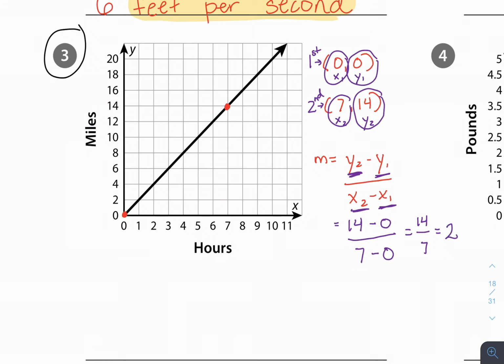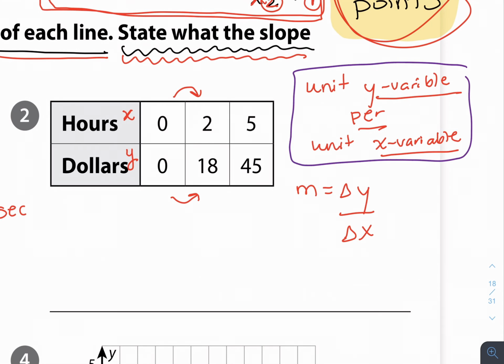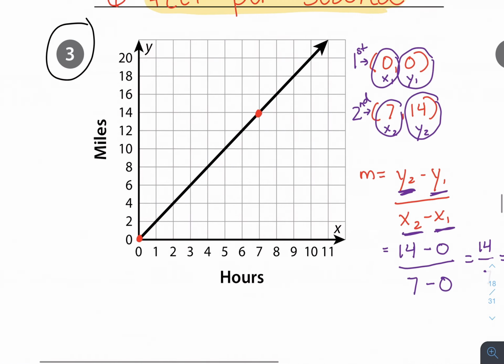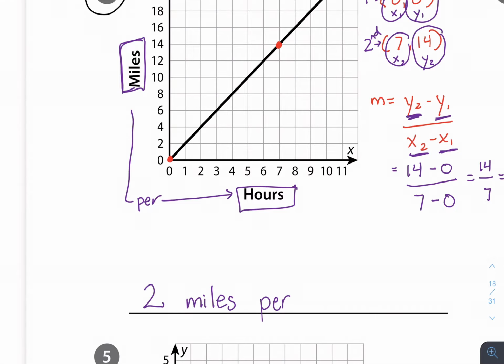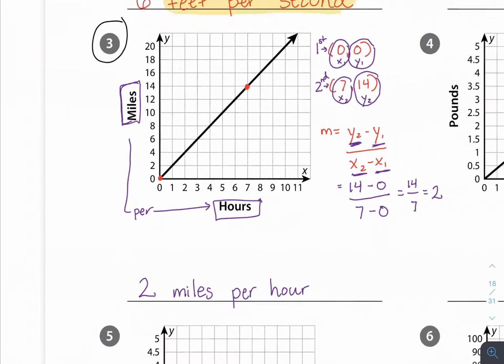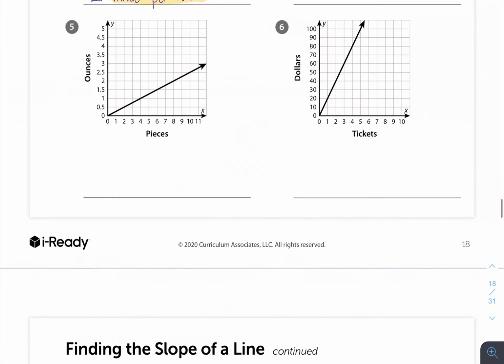So I know my slope here is 2, but again, I need to say what it represents. And remember, little rule of thumb, it's always going to be your y variable unit per your x variable unit. My y unit is miles, and my x unit is hours. So it'll be miles per hour. Boom.